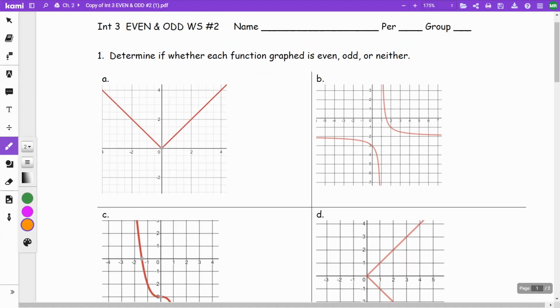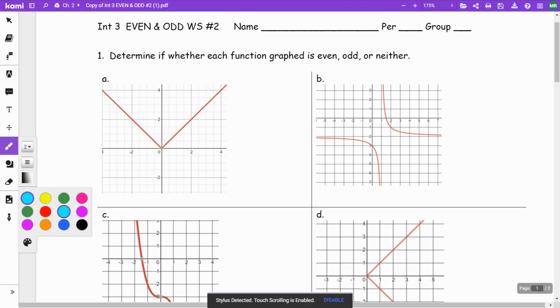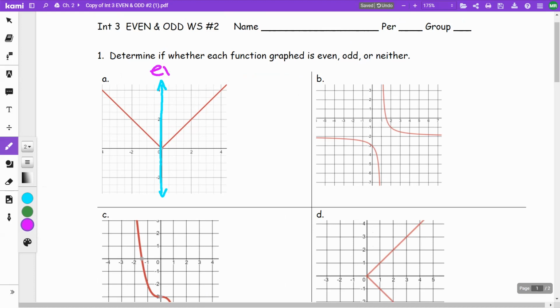So on this first one, remember, if you can reflect it across the y-axis and it's the same on both sides, it is going to be even. So this one is even.